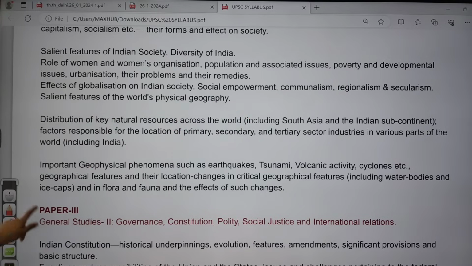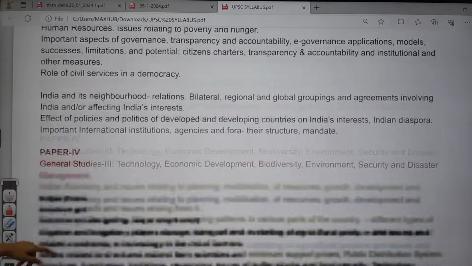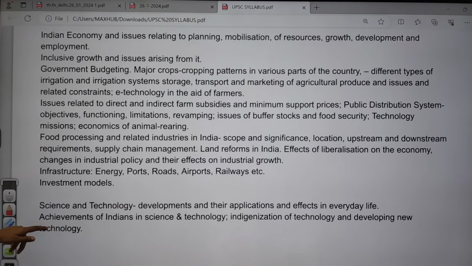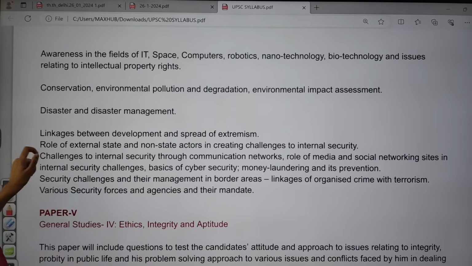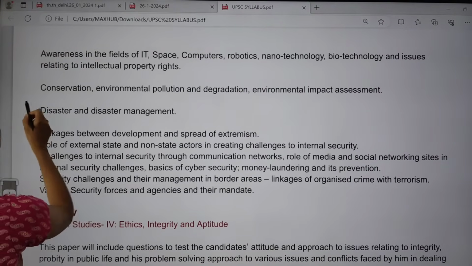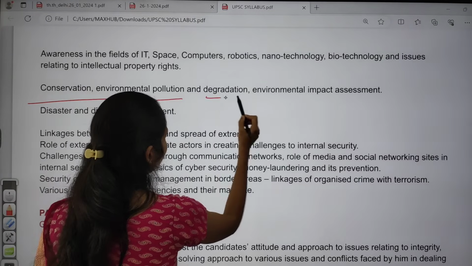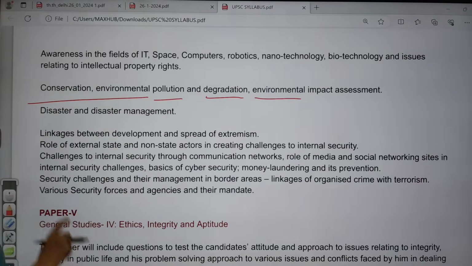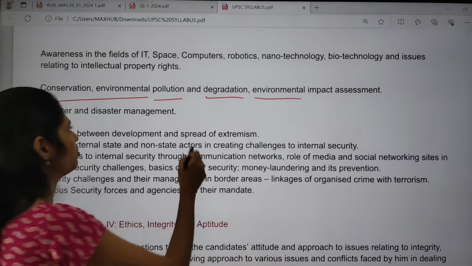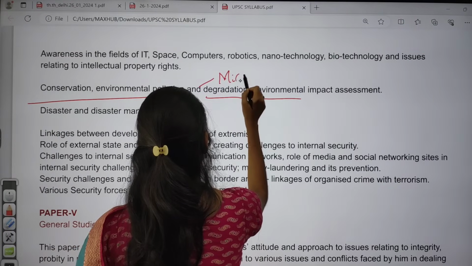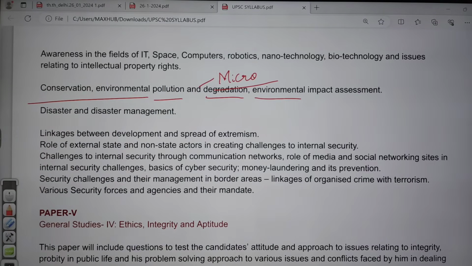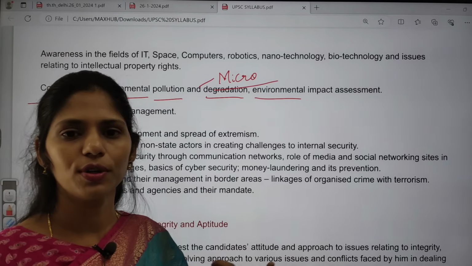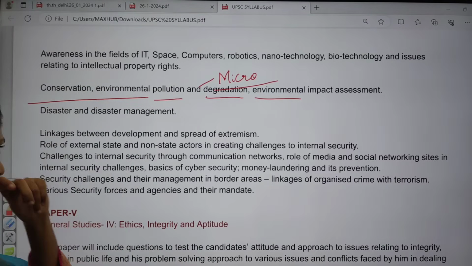Okay, and next one is our GS paper 3, that is your environment and ecology. So it is said about conservation, environmental pollution, degradation, environmental impact assessment, only those things. So here also you have to focus on micro listing of topics. Here, climate change related events come under environmental conservation. So why do we have to conserve? Because of some changes, right?